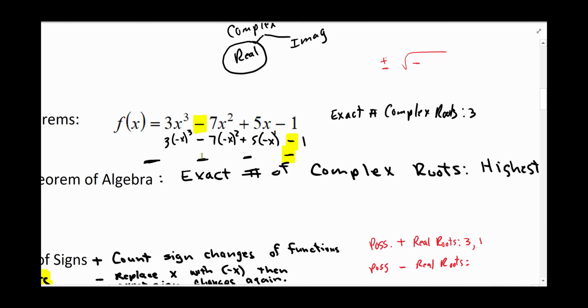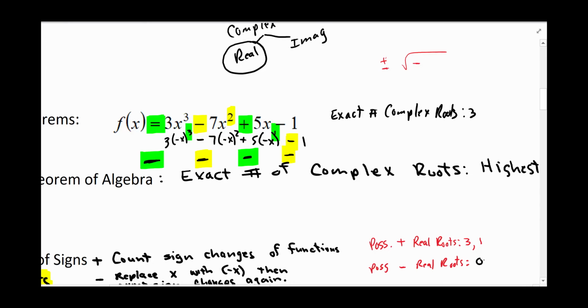And look at right here. The even exponents stayed the same, because when it's even, a negative times a negative was a positive, it doesn't force this to change. So what I want you to start paying attention to is just the odd exponents and change the signs in front of them. So notice, in front of here and in front of here, those signs change. And now look at what we have: negative, negative, negative, negative. So there are 0 possibilities of negative real roots.